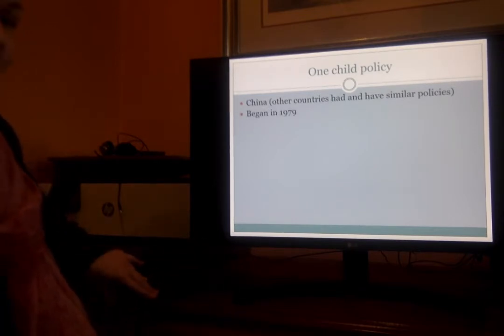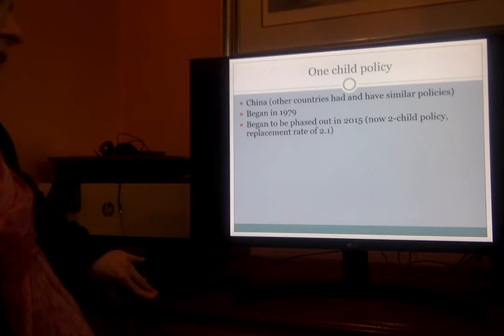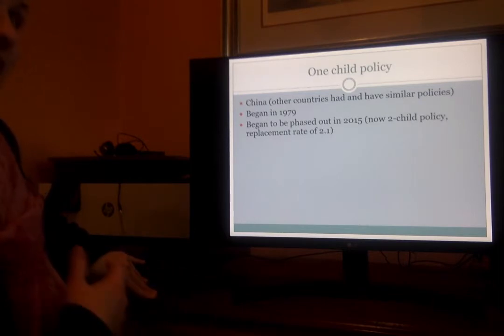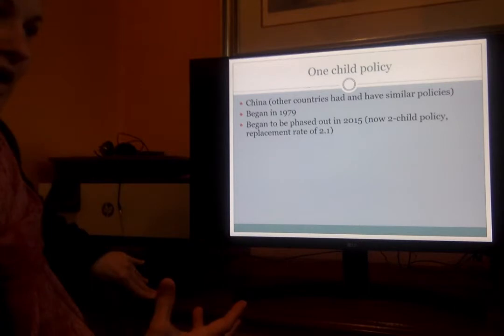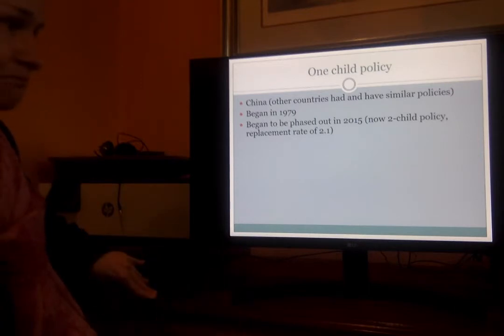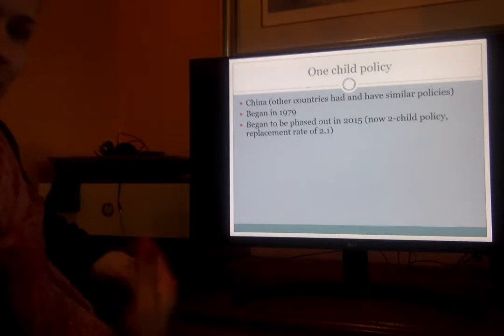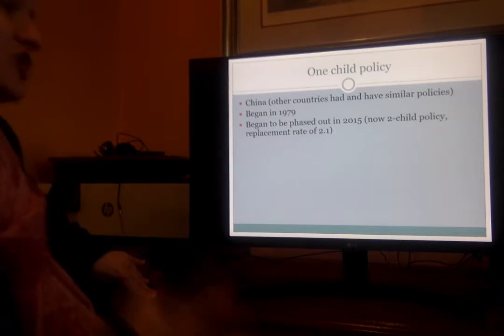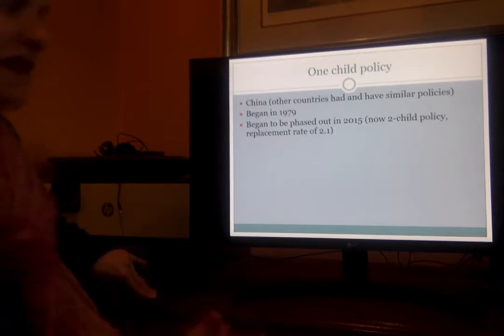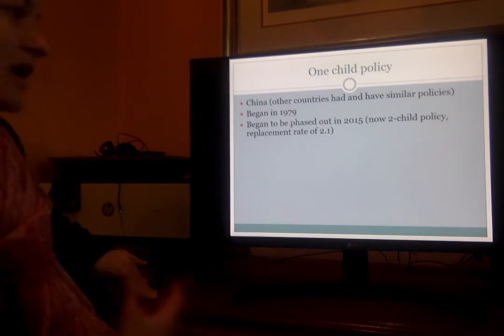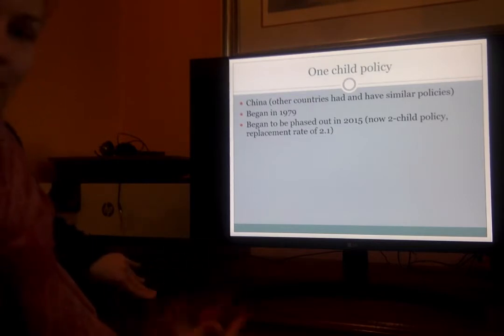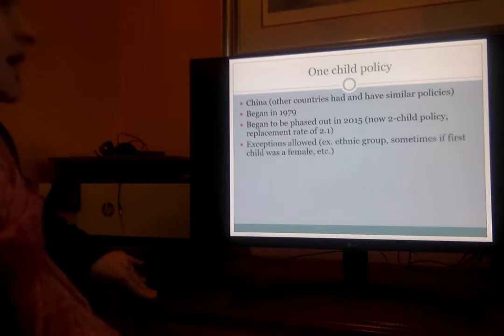It began in China in 1979, and it began to be phased out in 2015 because what they found is that they weren't meeting the replacement rate, so too much of the population was gray, as they call it, meaning elderly, and there weren't enough younger people to come and sustain it. So now it's generally speaking a two-child policy, because the replacement rate for a population is 2.1 children, every couple having 2.1 children. Obviously, it's impossible to have 0.1 children.